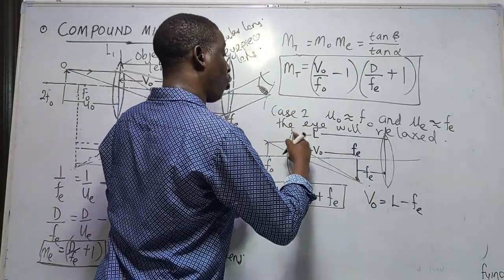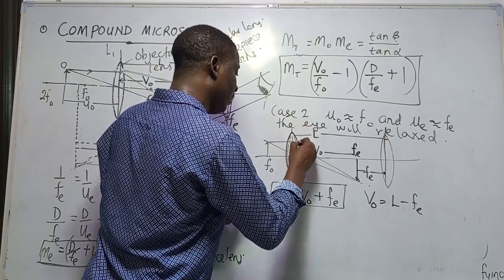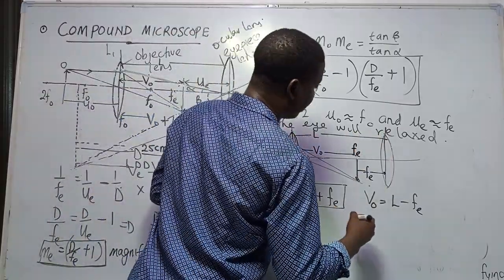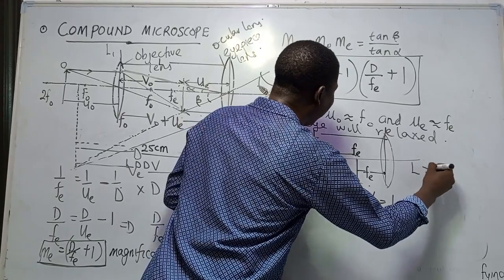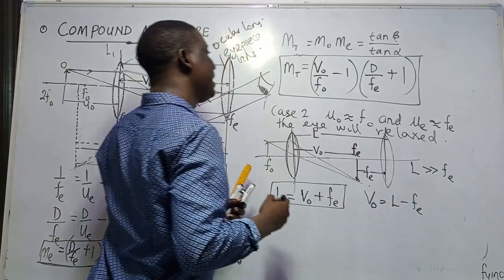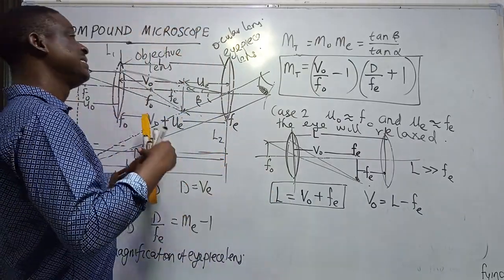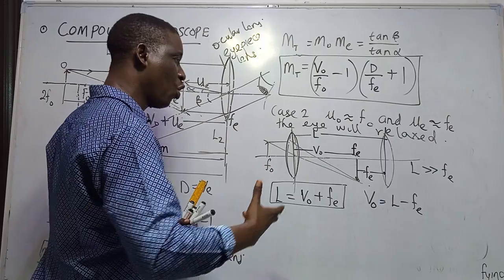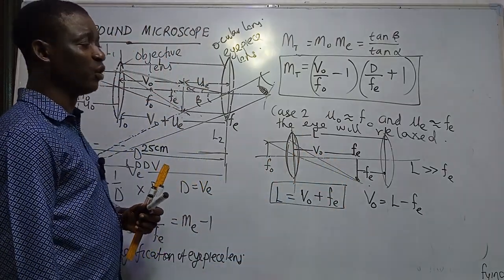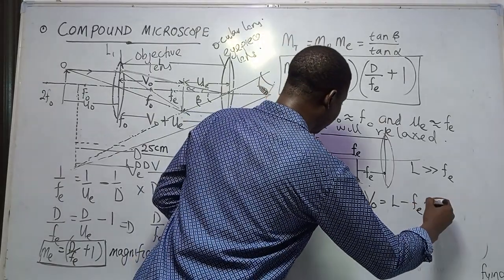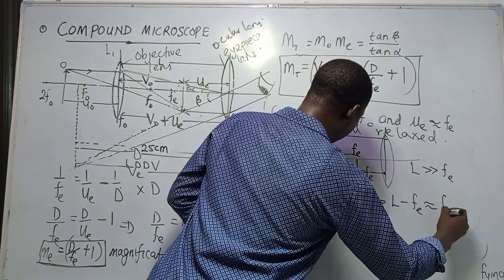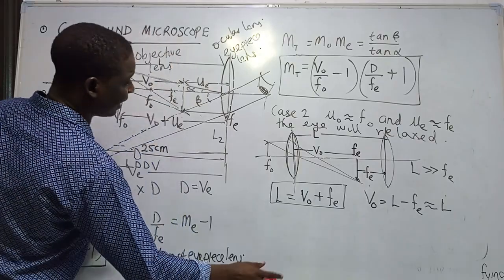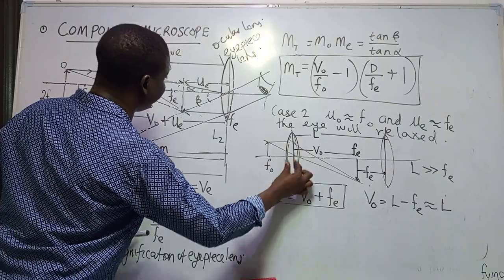Don't forget, this L can be called the length of the tube of the compound microscope. Now, in this case, that length is far greater than Fe, the focal length of the eyepiece lens. So in that case, V naught is approximately equal to L. And don't forget, this is the image of the objective lens.